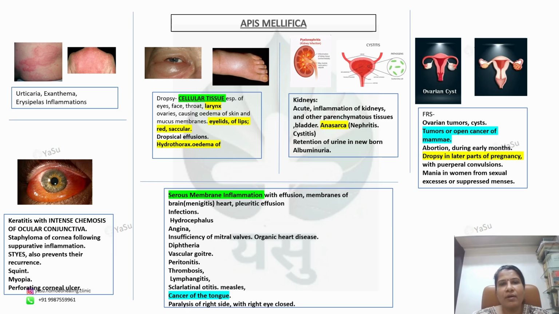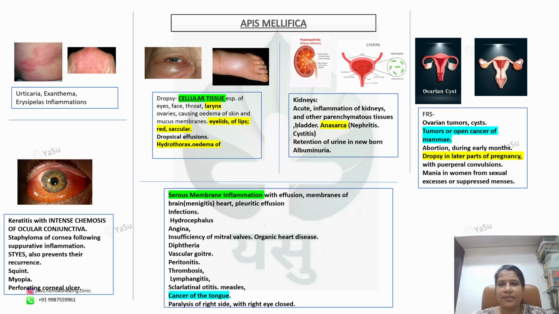Now also a good drug for kidneys, acute inflammation of kidneys and other parenchymatous tissues, infection of bladder, anasarca, so nephritis and cystitis, retention of urine in newborn, and albuminuria. In the female reproductive system, it is a good drug indicated in ovarian tumors, ovarian cyst, tumors or open cancer of mammary, abortion during early months, dropsy in later parts of pregnancy with puerperal convulsion, and mania in women from sexual excesses or suppressed menses.